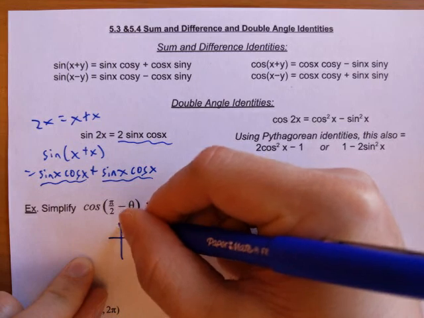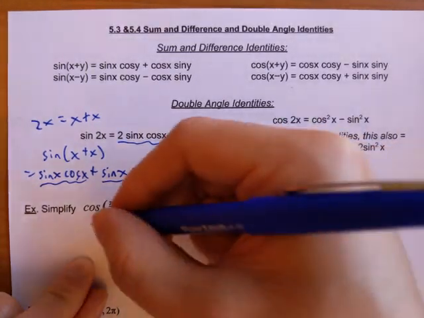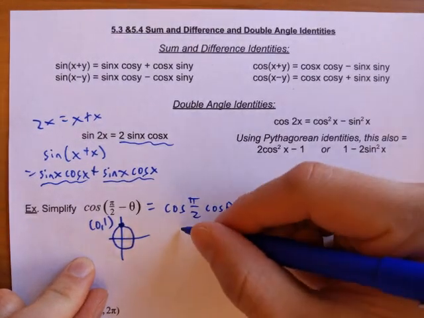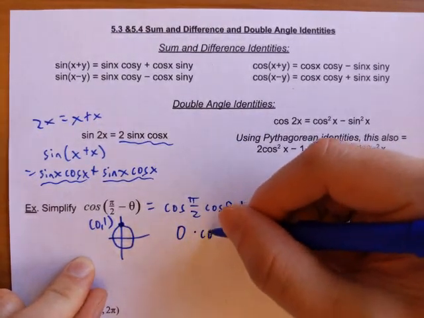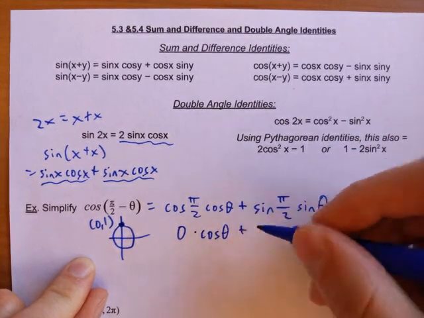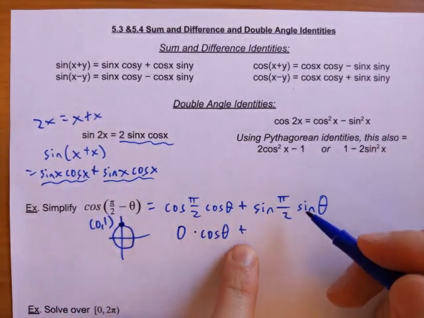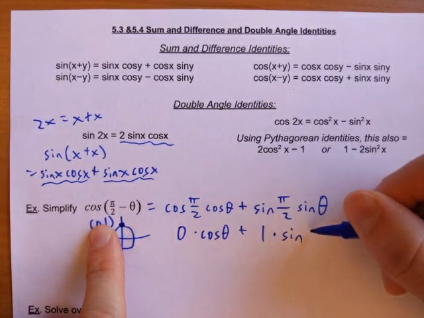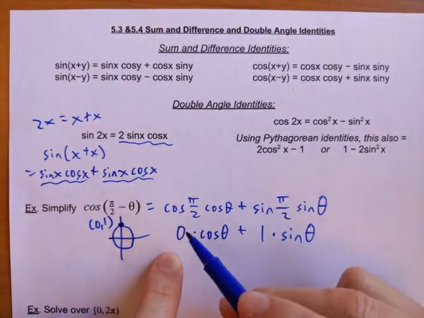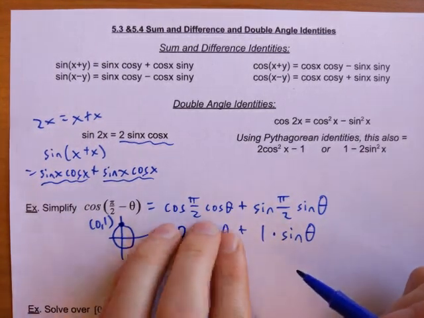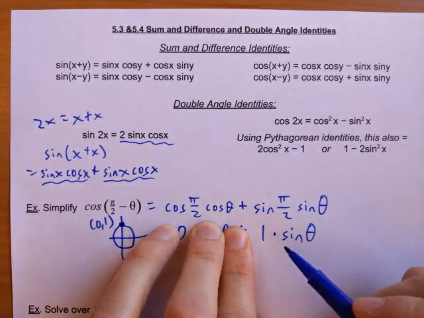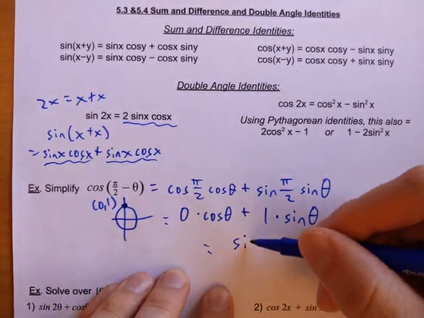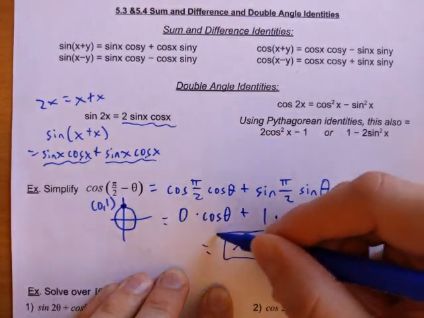Pi over 2 is straight up on the unit circle. So we're looking at the point (0, 1). So the cosine, the x, is 0. 0 times cosine theta. That part's a variable. We can't do anything with that. And then sine, the y-coordinate, is 1 times sine theta. Then, of course, 0 times anything is just 0, so that all goes away. And then 1 times anything doesn't do anything. So we've just got sine of theta as our final answer.